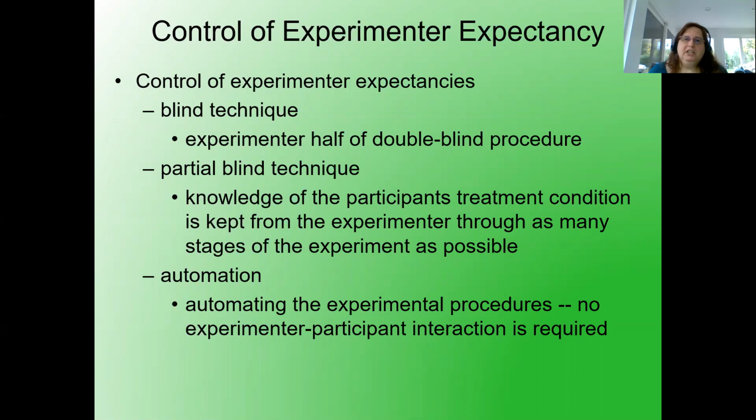Partial blind technique. Knowledge of the participant's treatment condition is kept from the experimenter through as many stages of the experiment as possible. Maybe it's not possible to keep the experimenter or researcher blind the whole time. Keep them blind for as long as you can. And finally, automate those experimental procedures. No experimenter participation interaction is required, right? Just make it all automated. Keep the researcher out of it.